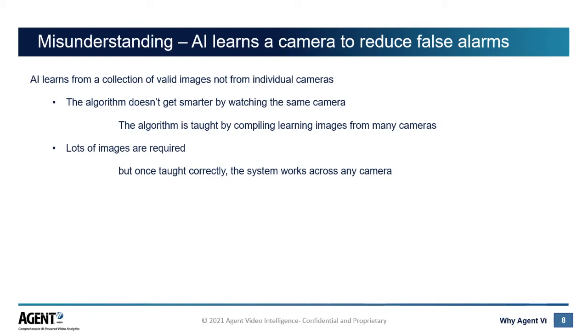In fact, AI learns from a collection of valid images, just like I used the human example before, to learn what is something that it wants to classify. It does not learn from an individual camera. In fact, it's already learned because the algorithm has gotten smarter by watching. It doesn't get smarter by watching the same camera. It gets smarter by learning from a compiled set of images across many cameras. So as soon as you turn that camera on, the algorithm has already learned what a person looks like.